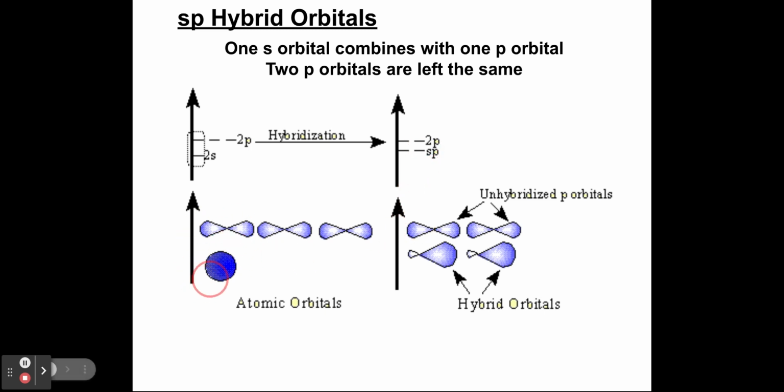So here's a picture. You've got the s and the p. These two orbitals are going to form your two hybrid orbitals, and so you get the two hybrid orbitals here, and then you've got your unhybridized p orbitals that can be involved in double and triple bonds. So these two here are going to form the hybrid orbitals, and that's what you see here.